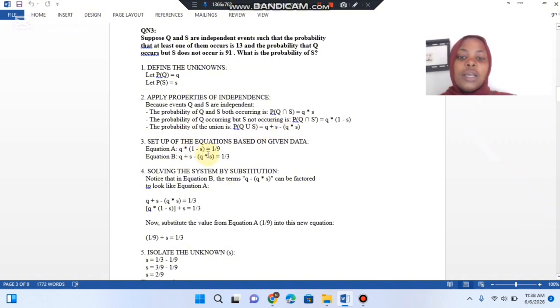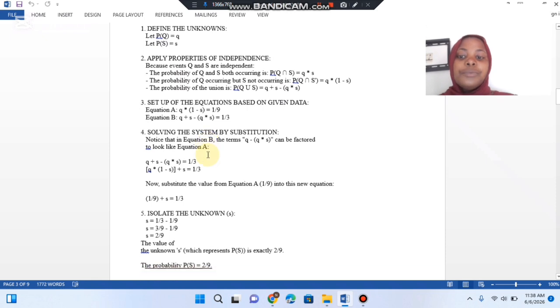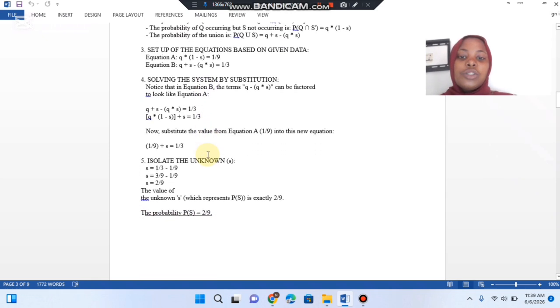Then we set up the equations by the substitution method. Then when we use the substitution method, we get S to be 2 out of 9. Then at the end, the value of the unknown, which represents probability of S, is exactly 2 out of 9. So our probability of S is equal to 2 out of 9.